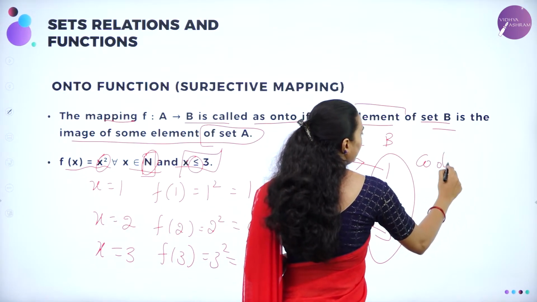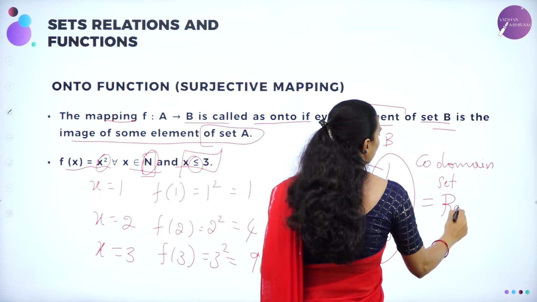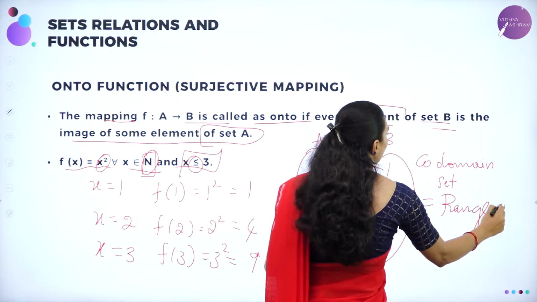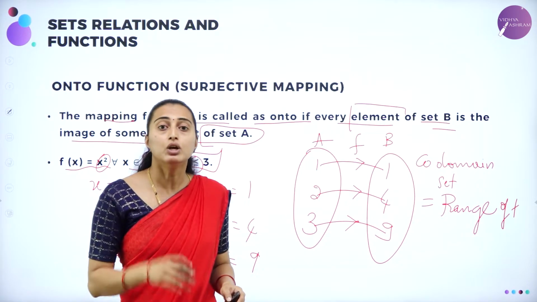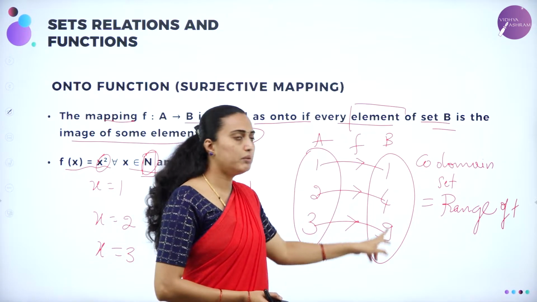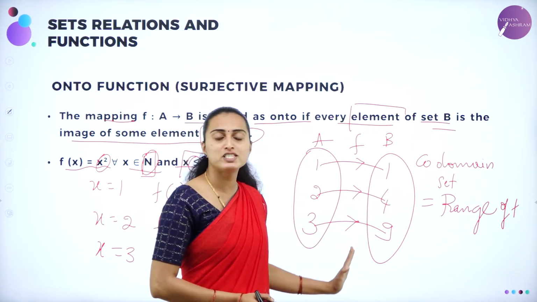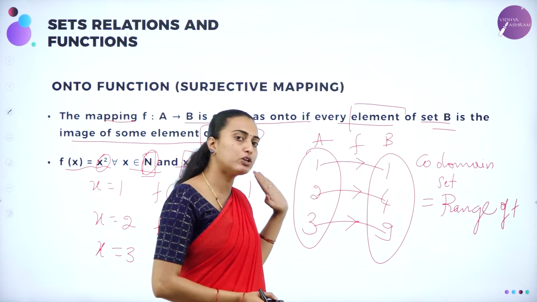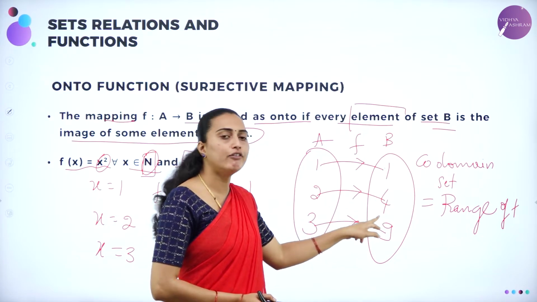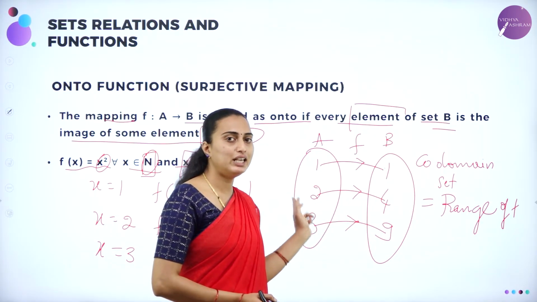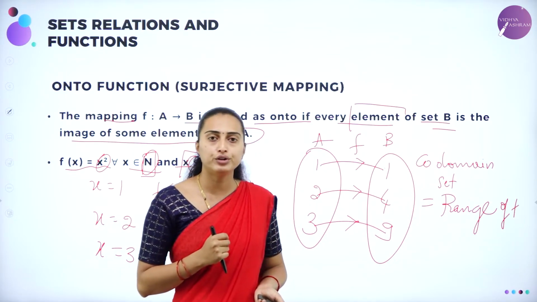Codomain set is equal to the range of the function, that is, range of f. Then it is known as the onto function. Otherwise, you can remember it like this: all the elements of set A must have pre-images in set B. Sorry, all the elements of set B must have pre-images in set A, because I have taken the mapping from A to B. So every element of set B must have a pre-image in set A. That is known as the onto function.